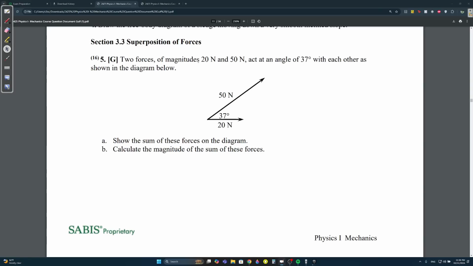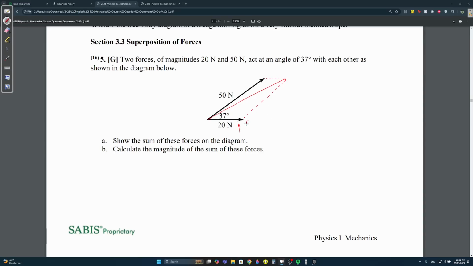Two forces of magnitude 20 and 50 at an angle of 37 are shown. Show the sum of these forces on the diagram. Okay, what do you mean, show the sum of these forces? Yes, if you're adding two vectors, it's going to be like this, the parallelogram method. Remember, guys, when you have two vectors, how do you find the sum? You extend it as a parallelogram, right? This is the parallelogram method, and you just connect the diagonal. Okay, calculate the magnitude of the sum. Oh, you have to resolve it into components. Of course, right?